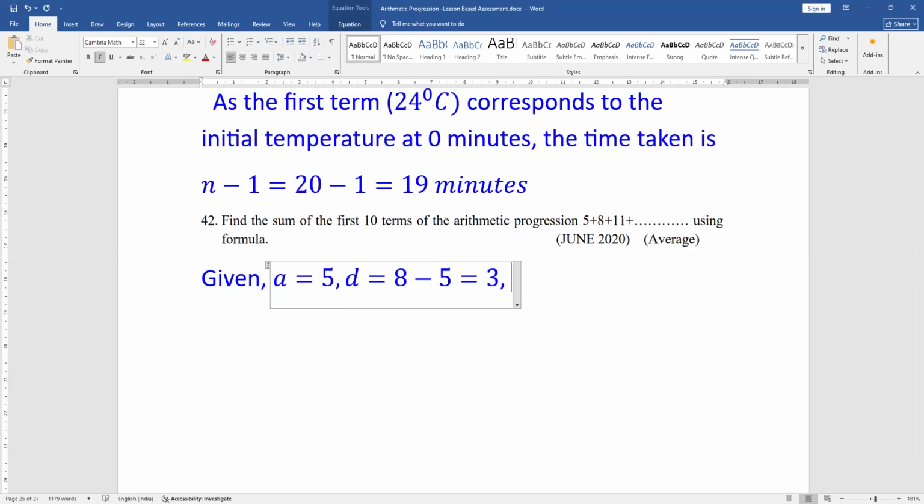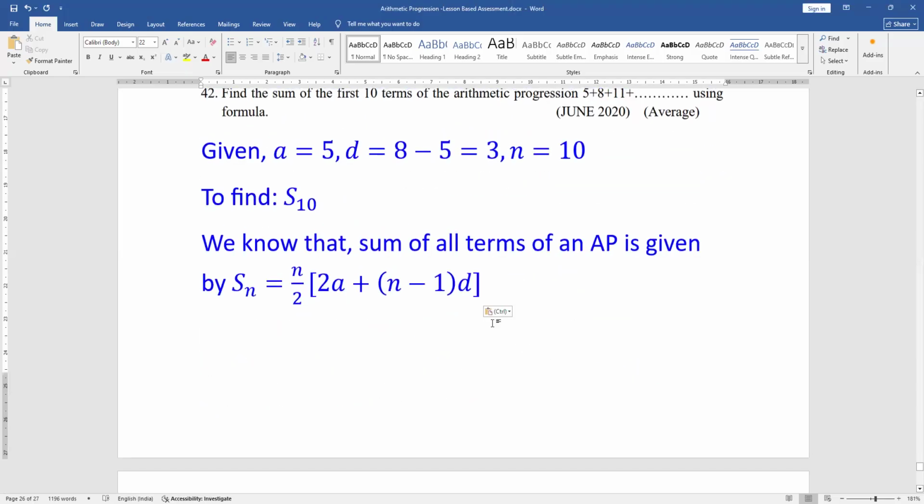Then the number of terms. Sum of first 10 terms, so n you should take as 10. Now we need to find S10, because the sum of first 10 terms is asked. So S10 we need to find out. Then we know that the sum of all terms of an AP is given by Sn equals n by 2 into 2a plus n minus 1 into d. Correct? That is the formula I'm going to use.